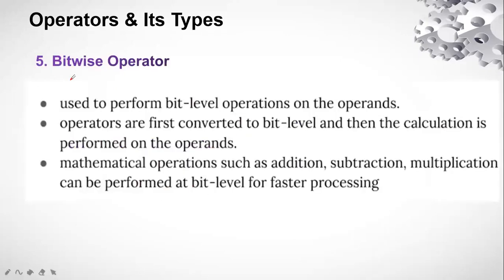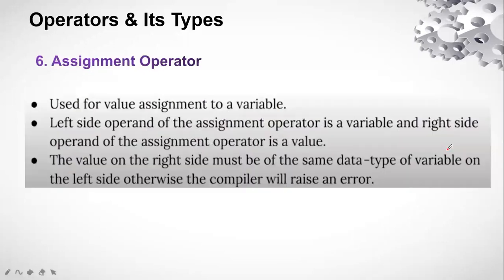Now next one is the bitwise operator. These bitwise operators are used to perform bit level operations on the operands. The operands are first converted to the bit level, and then the calculation is performed. So these mathematical operations can also be performed at bit level for faster processing. It can be addition, subtraction, multiplication or division.